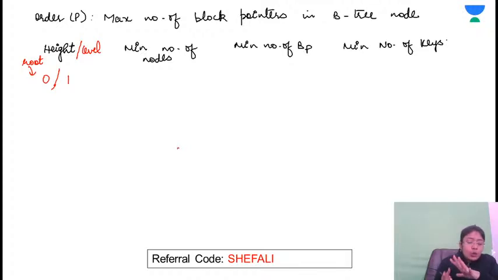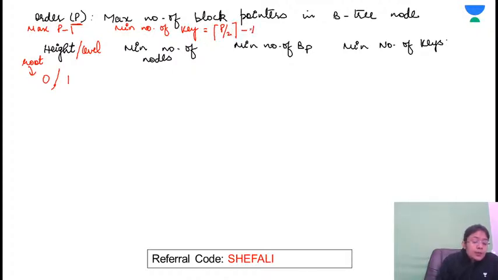Yes, key is always block pointer minus 1. This point we have discussed so many times. So if order is P, then the maximum number of keys will be P minus 1. We know that. And the minimum number of keys will be how much? Because here we are focusing on the minimum number of keys. The minimum number of block pointers will be P by 2, and key will be 1 less than the block pointers.